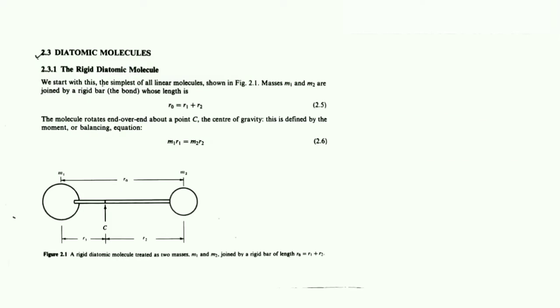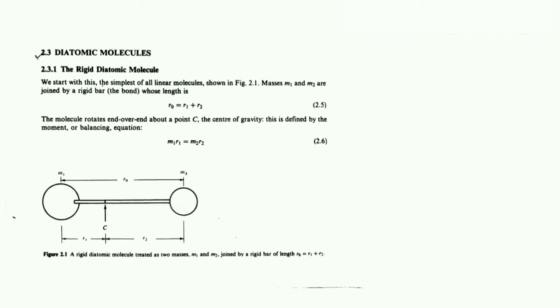Okay, now let us discuss the principle of pure rotational spectra of diatomic molecules. To discuss this, we have to consider a rigid diatomic molecule. A rigid diatomic molecule means a diatomic molecule in which the internuclear distance is fixed. We start with the simplest of all linear molecules, as shown in the figure, where masses M1 and M2 are joined together by a rigid bar called the bond, whose length is R0 equal to R1 plus R2, where R1 is the distance of the first atom from the center of mass C, and R2 is the distance of the second atom from the center of mass C.